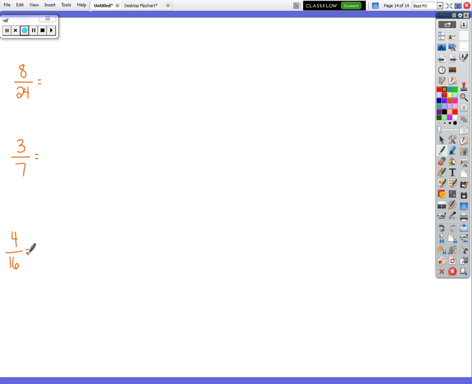Okay, so now I'm looking at this. Let's see. 1 and 8, 2 and 4. 1 and 24, 2 and 12, 3 and 8, 4 and 6. Okay, I can see 8 is my greatest common factor. So 8/24ths, divided by 8 and divided by 8, equals 1. 24 divided by 8 is 3. Final answer is 1/3.